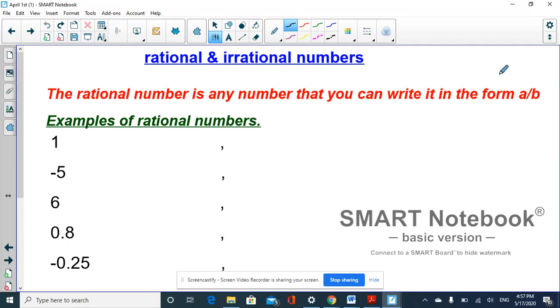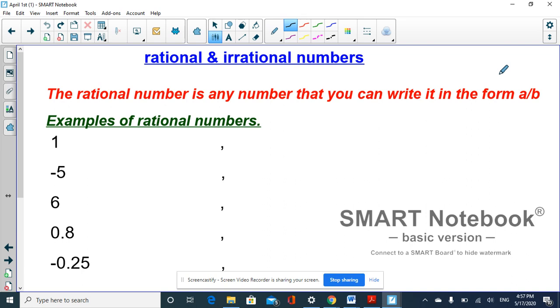Good morning, everyone. Today we will study the rational and the irrational numbers. Actually, you studied the rational numbers before. I will just remind you what the rational numbers are, and we'll start studying the irrational numbers.